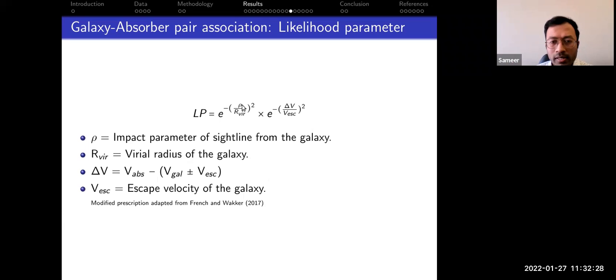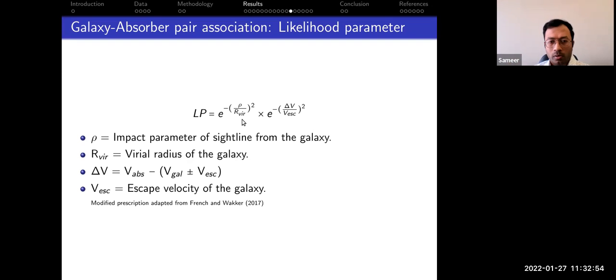If rho is 0 or very close to the galaxy, then this term will be e to the power of 0, which is 1. And if delta V, or V absorption, is very close to the systemic velocity of the galaxy, it will be 0, so it will again be 1. So values that are close to 1 imply that that particular galaxy is highly likely to contribute to the absorption.